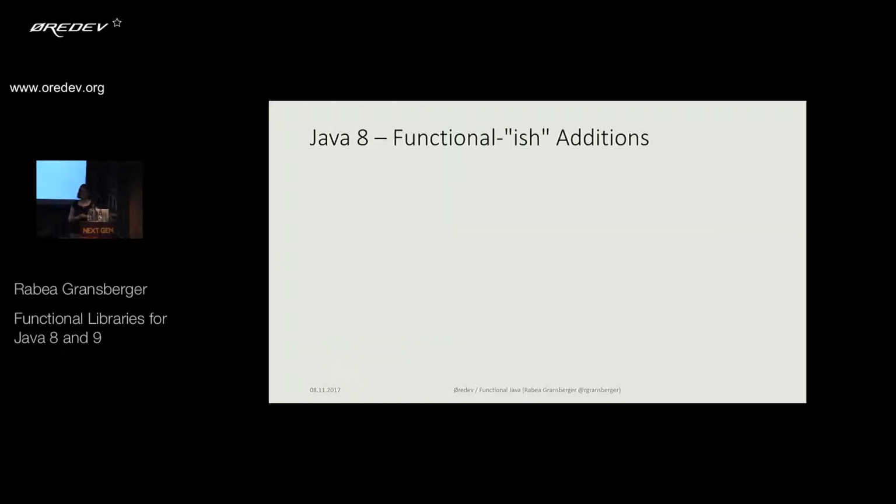So with Java 8, we got some functional-ish additions. They're not really, Java 8 is not a functional programming language, right? It's still the same programming language we had. We just got some additions to it, which allow us to write programs in a more functional style. So first of all, we have these SAM types, for single abstract method types. So everything which has only a single abstract method can be used as a lambda expression, implementing that abstract method.